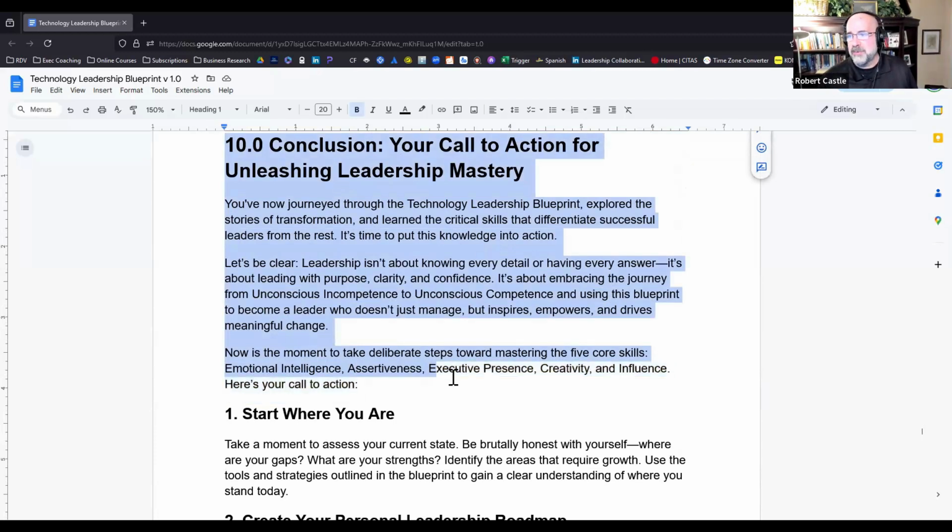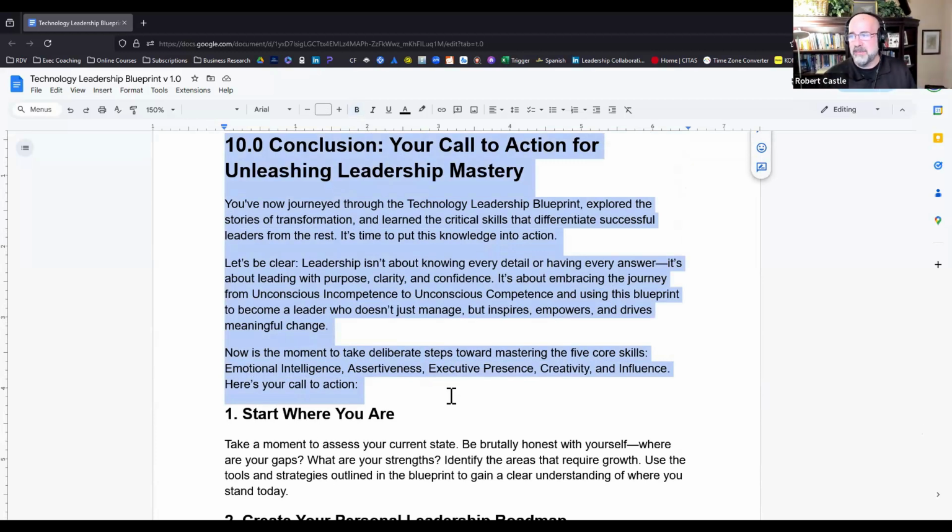You've now journeyed through the Technology Leadership Blueprint, explored the stories of transformation, and learned the critical skills that differentiate successful leaders from the rest. It's time to put this knowledge into action. So let's be clear. Leadership isn't about knowing every detail or having every answer. It's about leading with purpose and clarity and confidence.